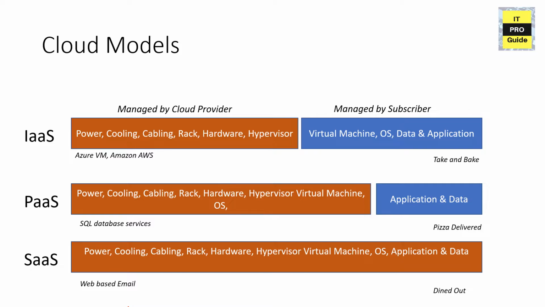For example, in infrastructure as a service, everything up to the hypervisor is managed by the cloud provider, and the cloud provider is going to give you a virtual machine and you install your application on top of it. You manage the data, you open the port.